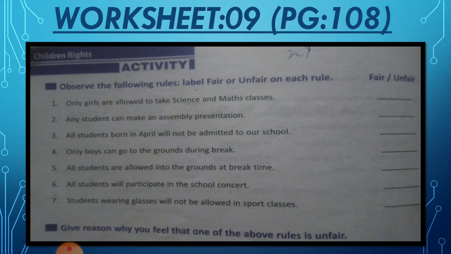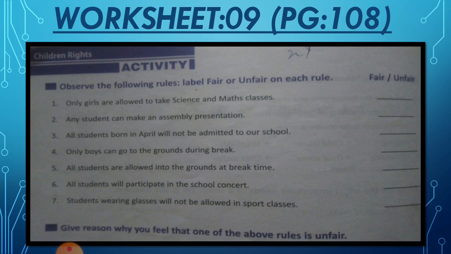Dear students, come to worksheet 9, page number 108. In this activity, observe the following rules, label fair or unfair on each rule. These all are statements. You have to read these statements. If you think this statement is unfair, you mark unfair in the blank space in front of this statement. Or if you think this statement is fair, mark fair in front of it.